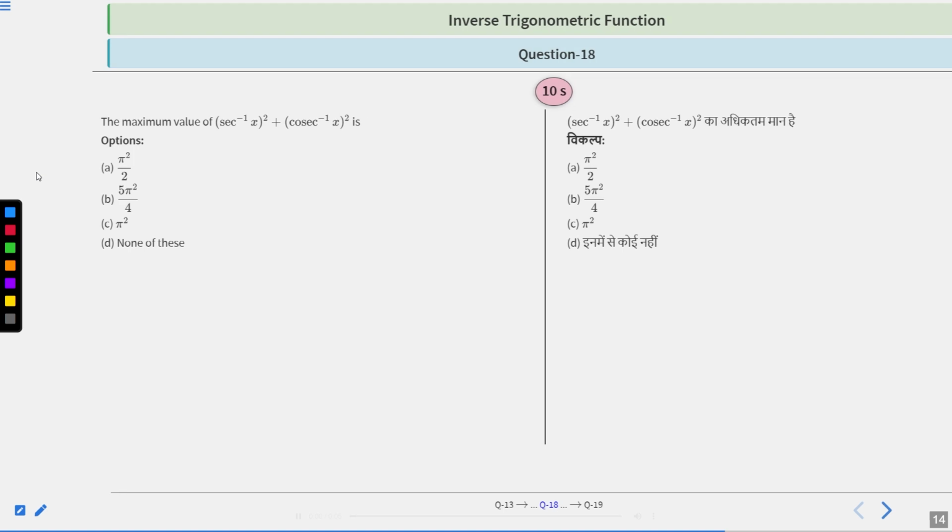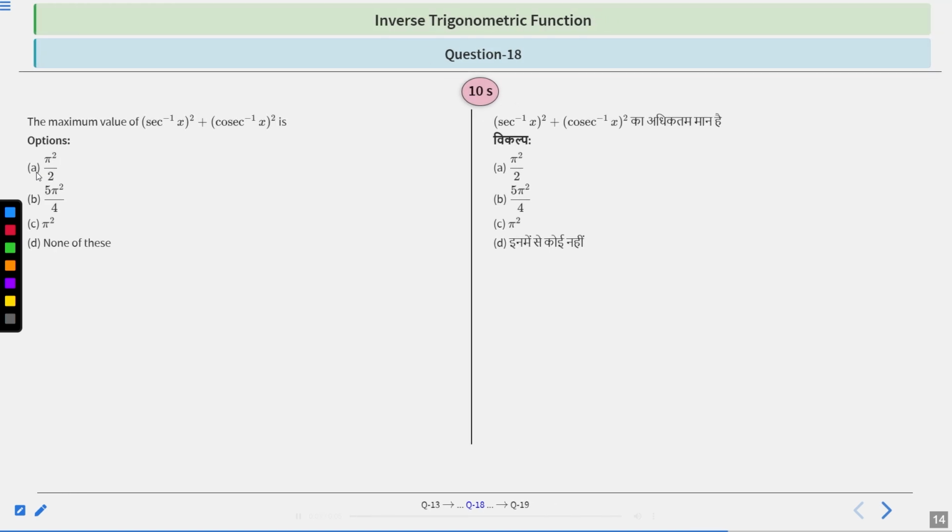Now let's move to the next question, question number 18, which says the maximum value of sec inverse x whole square plus cosec inverse x whole square is. We basically have to find the maximum value of this. Clear? So what can we do?